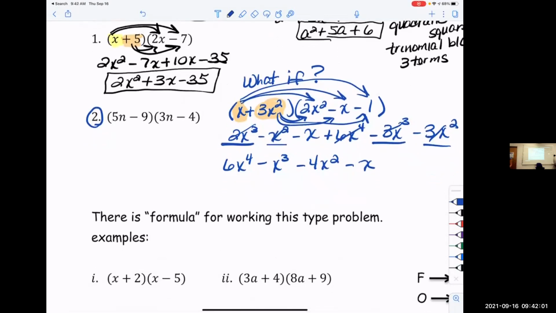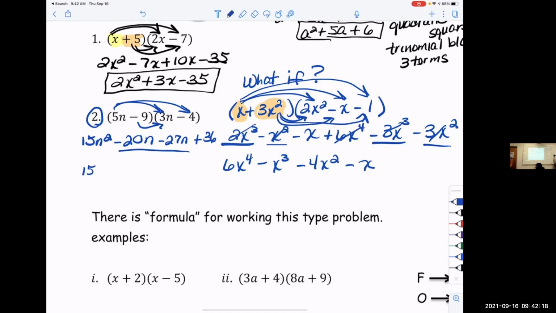All right, so I'm gonna come behind you. So 5n, so 15n squared minus 20n, negative 27n plus 36. Make sure you watch your integer signs, right? And then those are like terms. And there you go. You good? Okay. If you're not good, you see a mistake, either one is good.